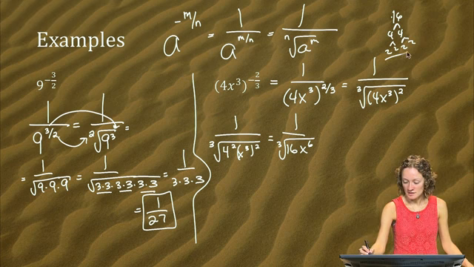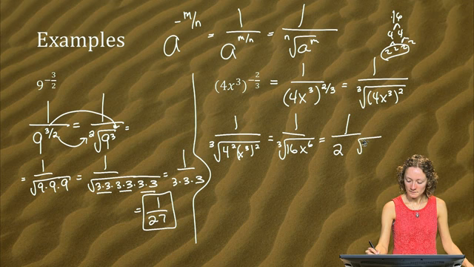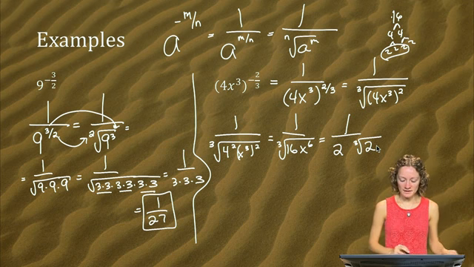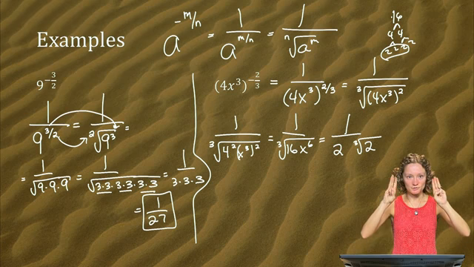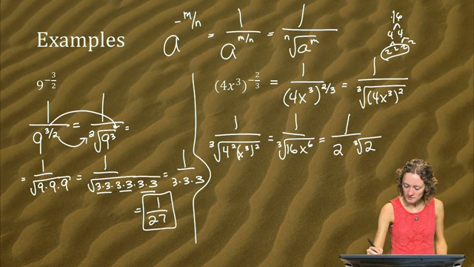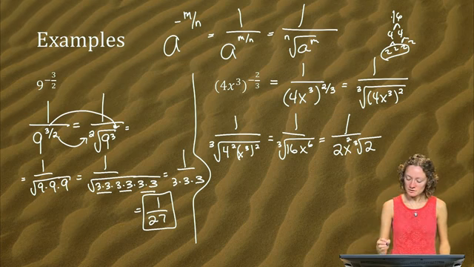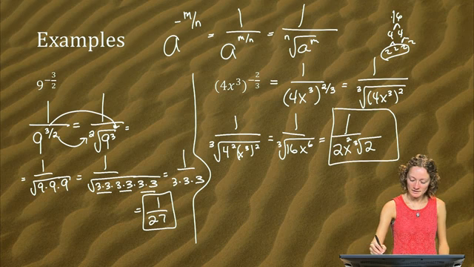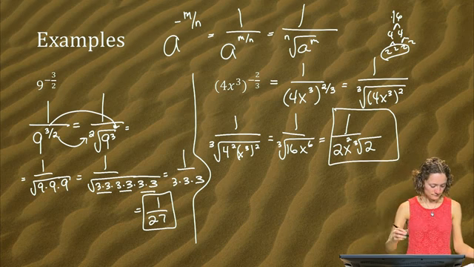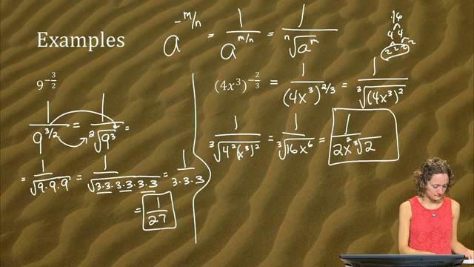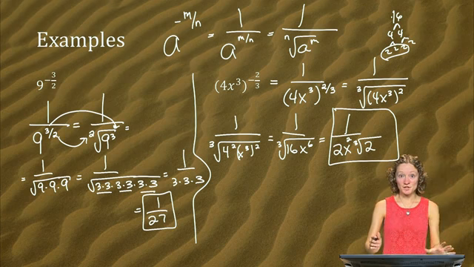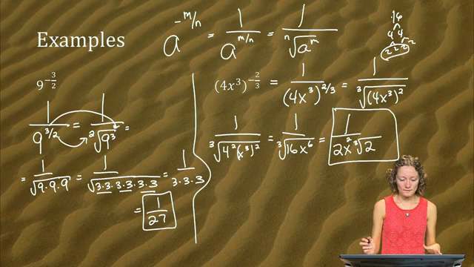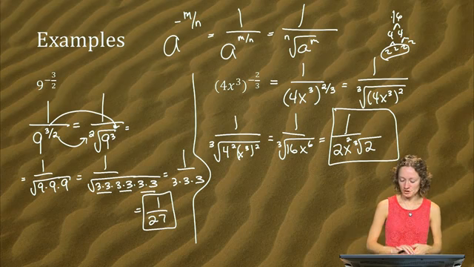We want groups of 3. So a single 2 comes out, and a 2 is left inside. And then we have 6 x's. Groups of 3 gives us 2. So 2 x's come out. And this is as simplified as it gets. Good. All right, so this is the third of the new rules where a negative exponent exists with a fraction.